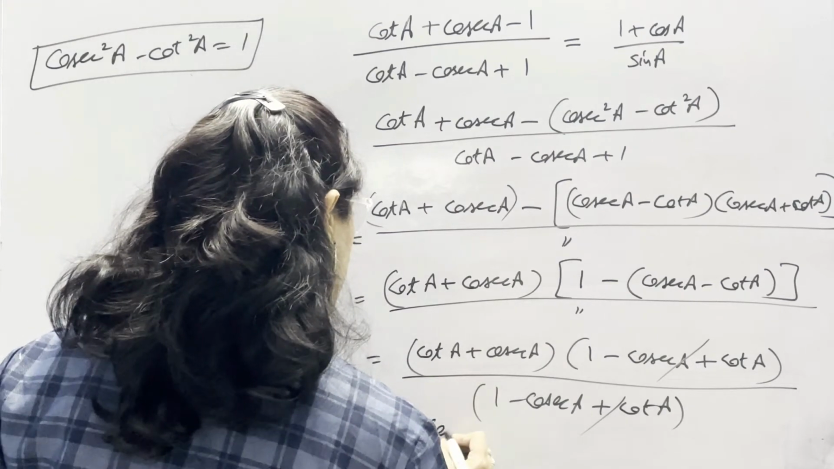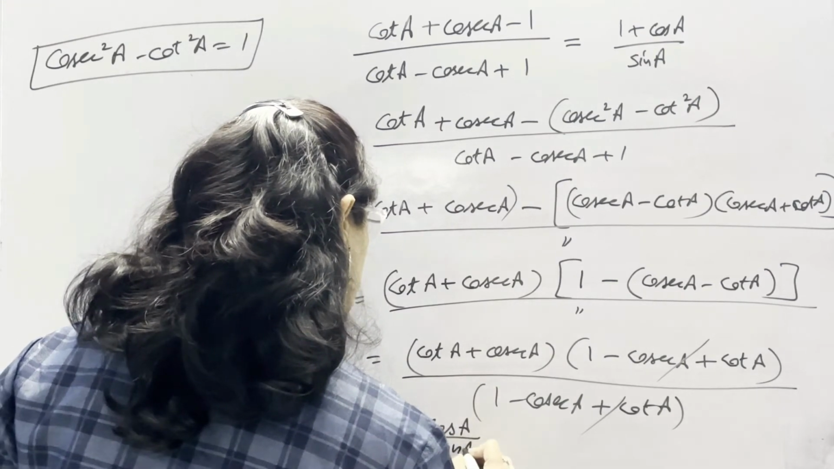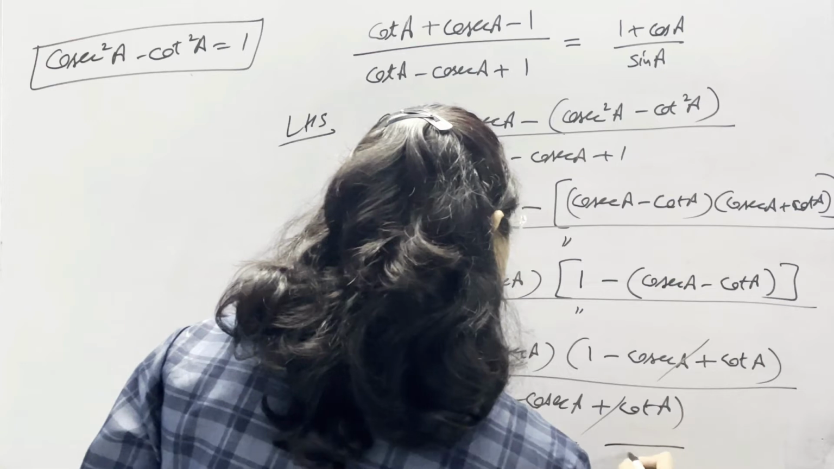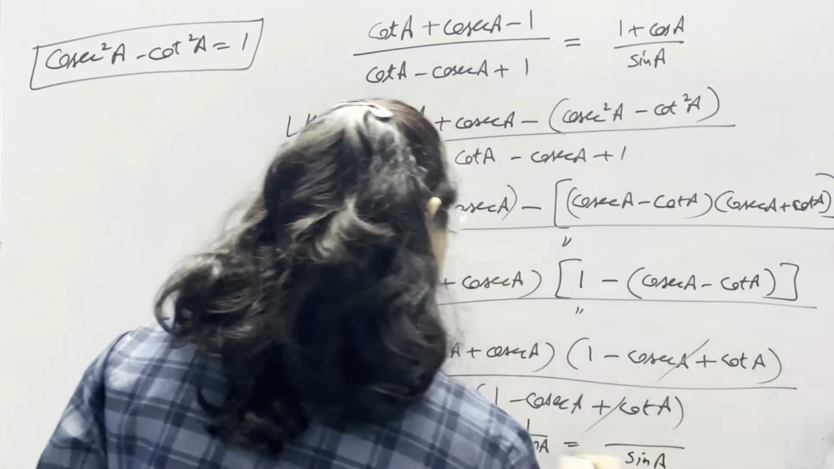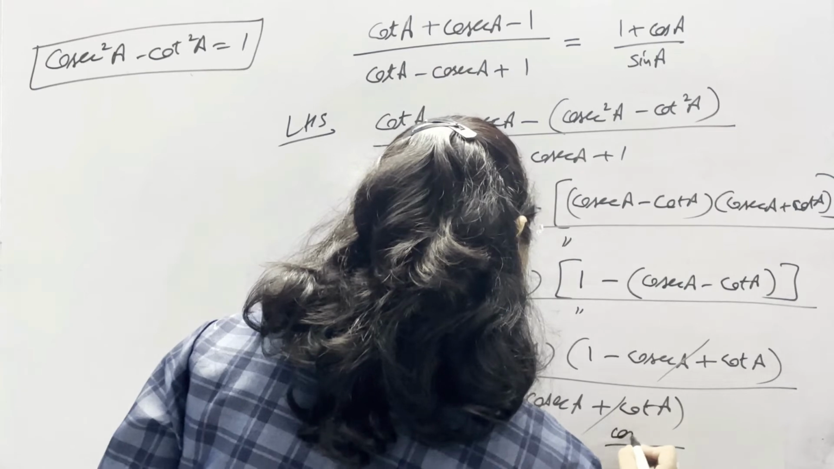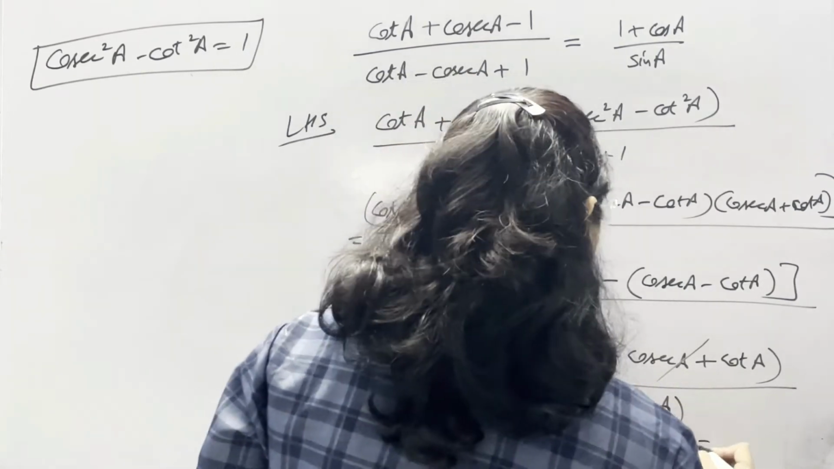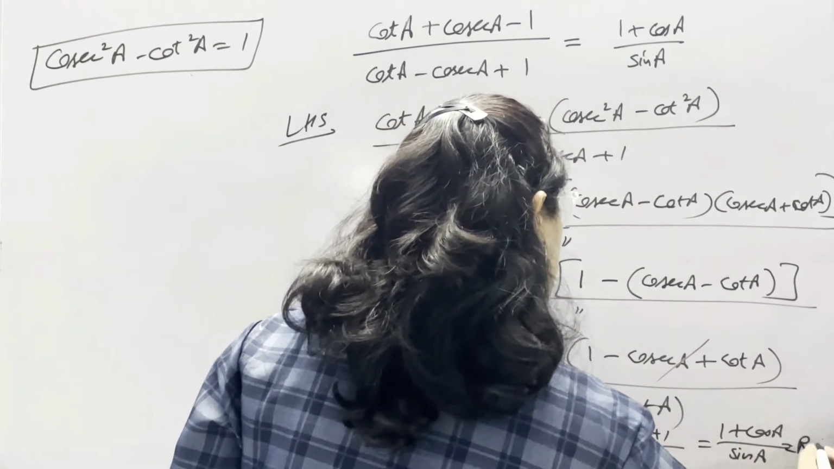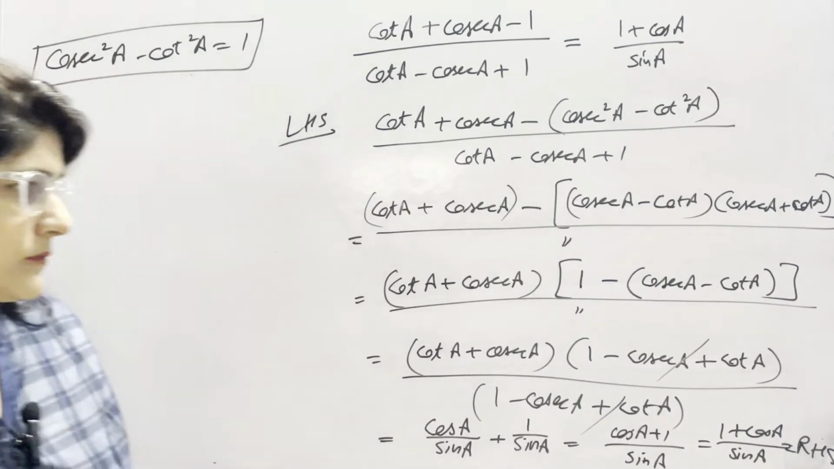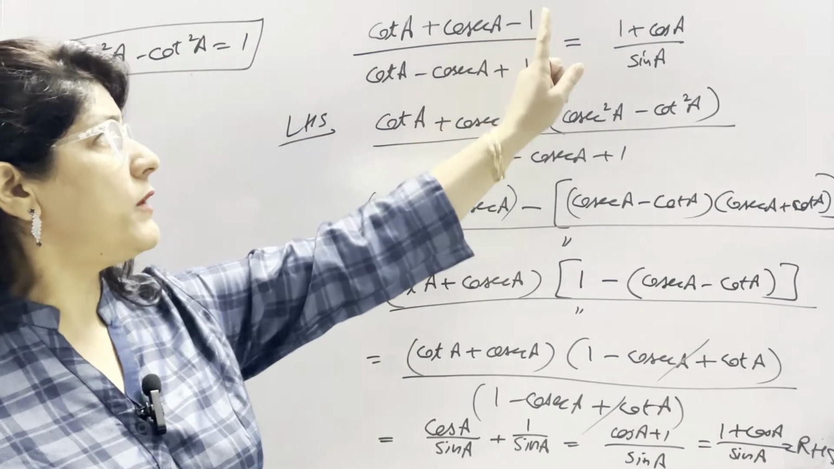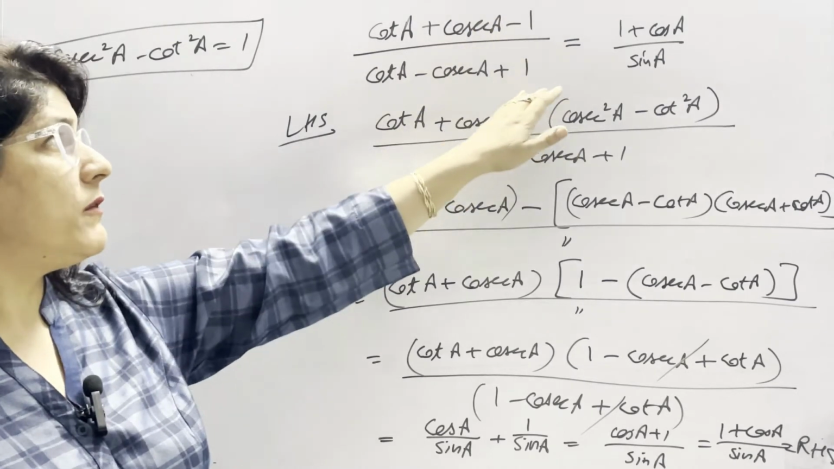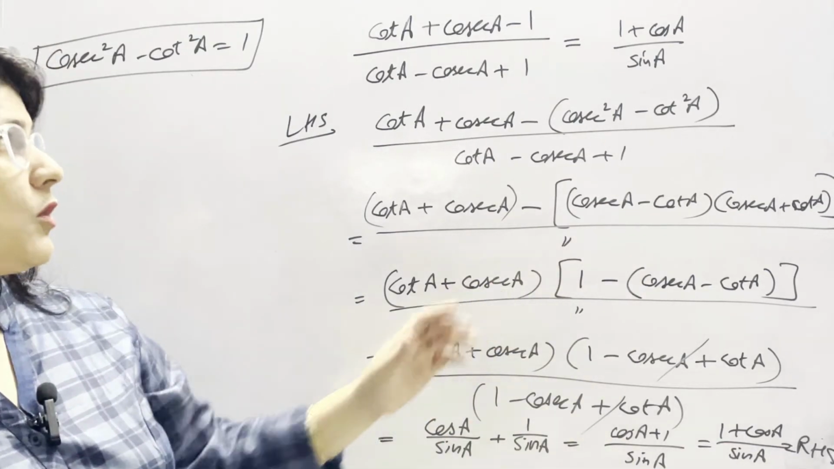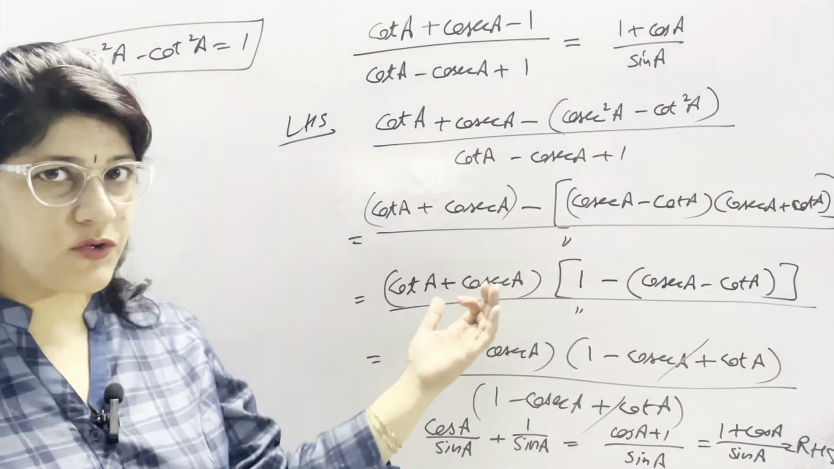Now cot a plus cosec a. What is the value of cot a? It is cos a upon sin a. And what is cosec? It is 1 upon sin a. In the right hand side, sin a is the LCM, and then in the numerator cos a plus 1, or you can write 1 plus cos a upon sin a, and this is our right hand side. So here only one trick: instead of 1 we put the identity in the numerator, but we do not change anything in the denominator. This is the easiest method to solve this question, and it is a very important question from the examination point of view also.